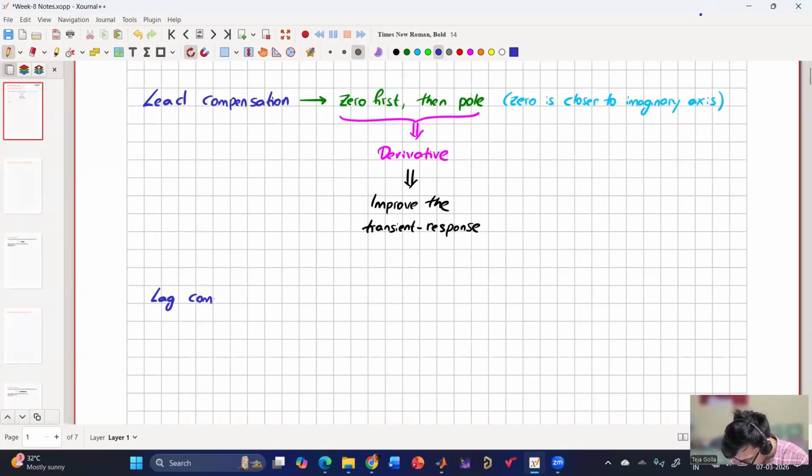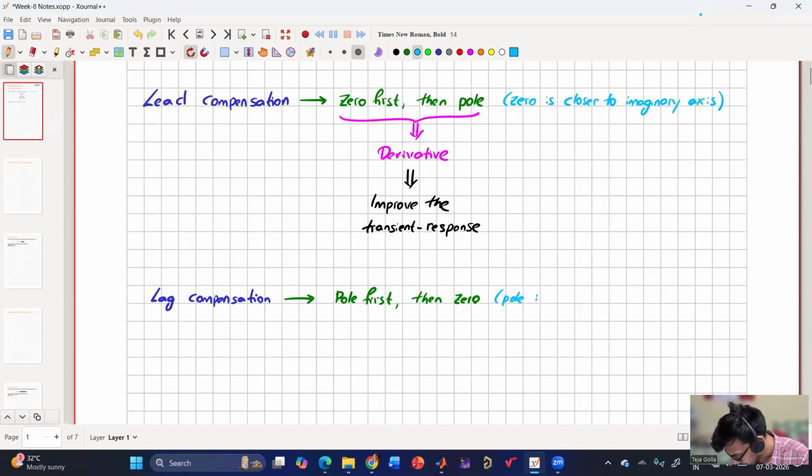Lag compensation, sorry. Lag compensation means phase lag, which means phase is negative. So first the pole will come, phase will become negative, then the zero will come and bring it back to zero, which is what we discussed last week as well. So here the pole will come first, then the zero, which means the pole is closer to the origin, or the imaginary axis to be precise.